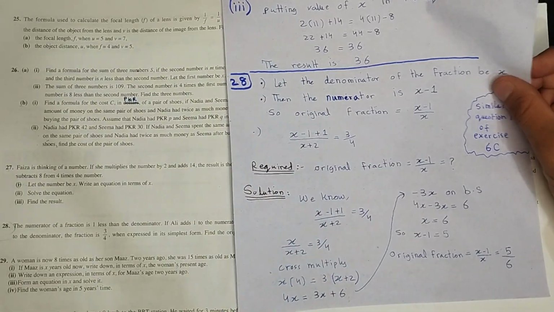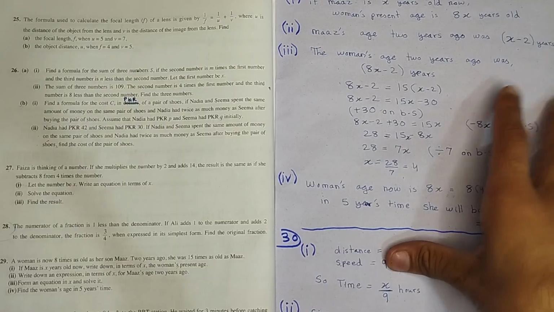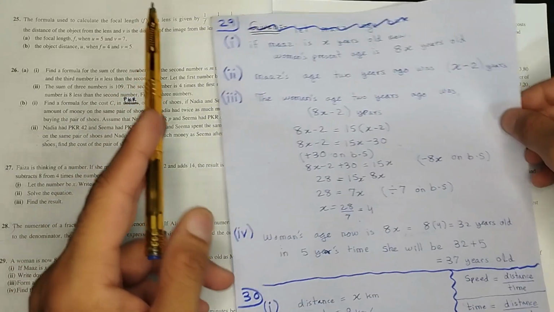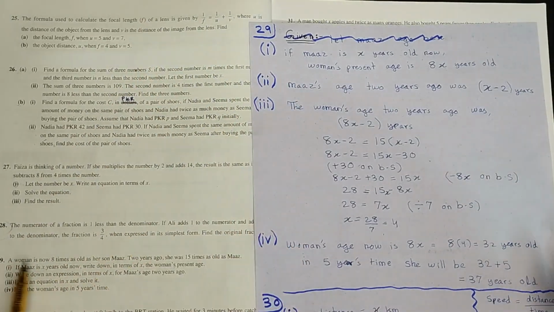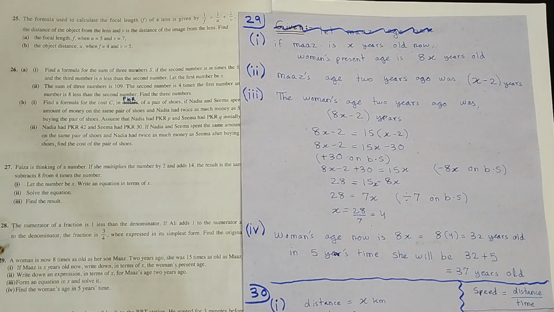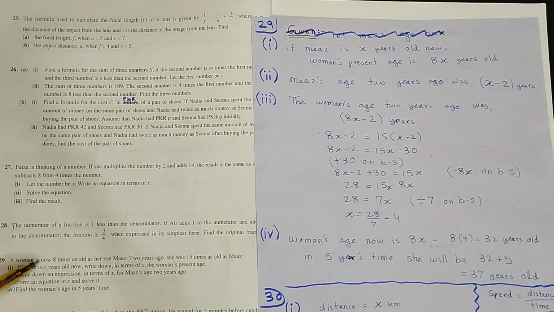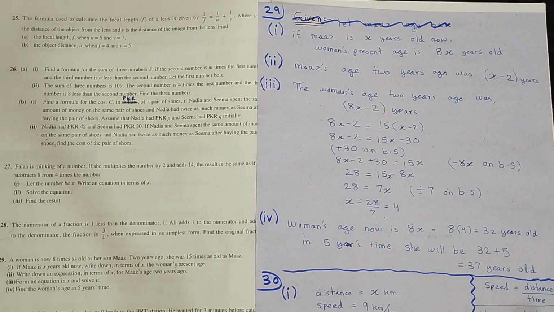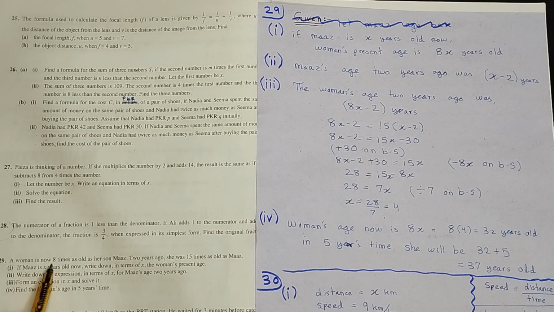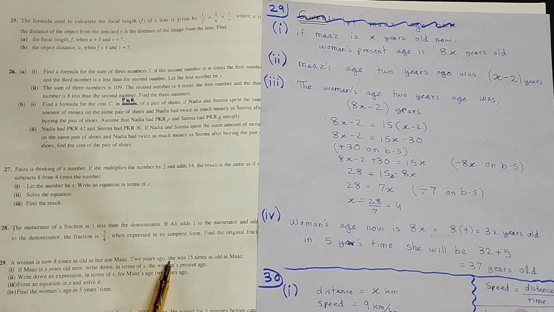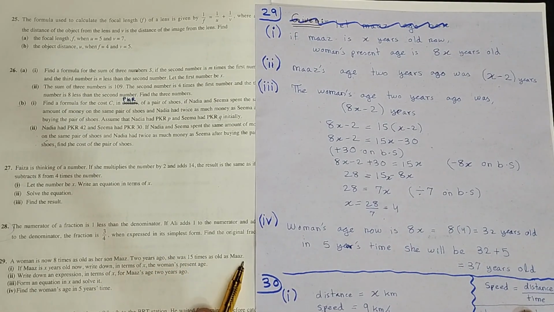Okay, now question number 29. It says, it has basically 4 parts, but all of them are really small and simple. It says that a woman is 8 times as old as her son Maz. This is their present age that we're talking about. Whatever Maz's age is, the woman's age is going to be 8 times that. And then the question says 2 years ago she was 15 times as old as Maz.